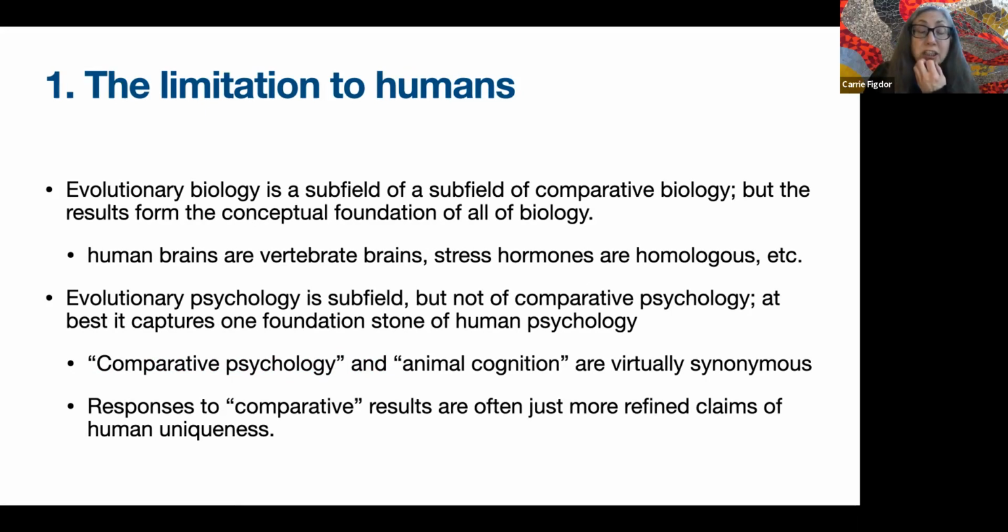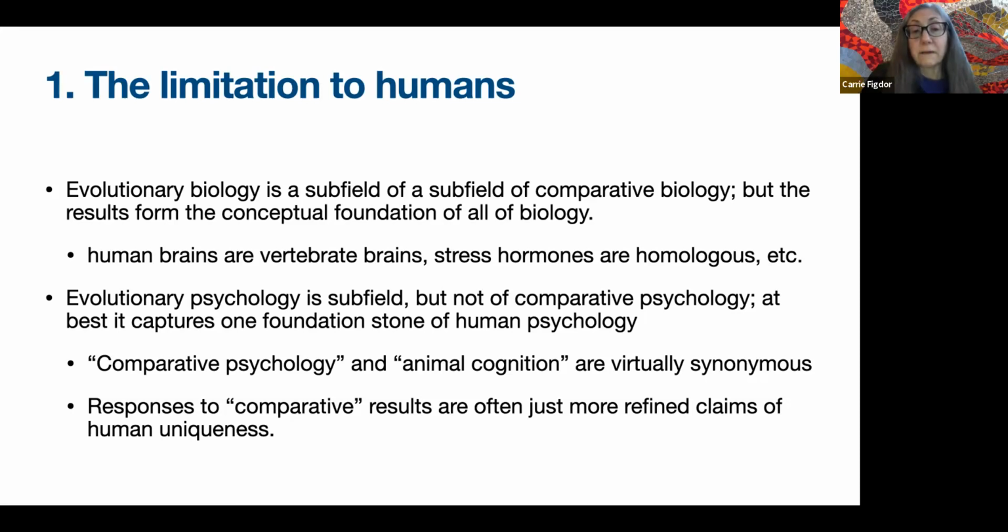Okay, so the really damaging part, of course, is the limitation to humans, right? Evolutionary biology is a subfield of a subfield, comparative biology. And even though it's a subfield, the results are the conceptual foundation of all of biology, because everybody takes evolution for granted, right? So when we talk about human brains, even if we're a human biologist or a human neuroscientist, we don't forget that we're talking about a vertebrate brain. When we talk about stress hormones and the different neurotransmitters, these are homologous, they're the same molecule in different species and so forth.